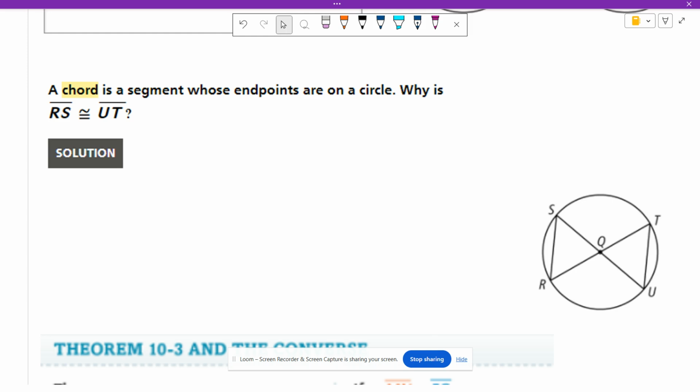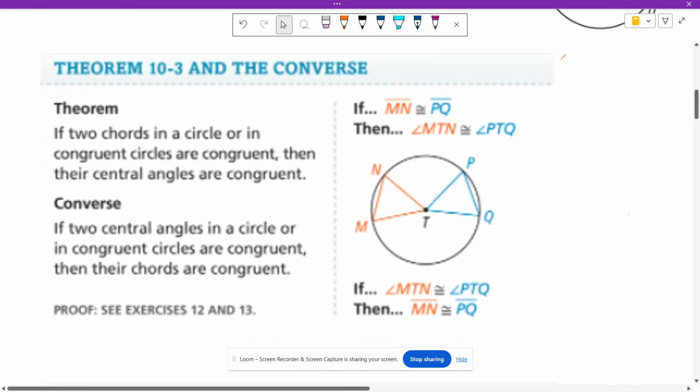Okay? It says, why is RS congruent to UT? Why is this congruent to this? Well, what kind of triangles do we have here? Isosceles. This is congruent to this, and this is congruent to this. And the central angles are vertical angles, right? And vertical angles are congruent. So if these two angles are congruent, and you have side angle side here, these have to be congruent to that. Whole bunch of congruent stuff in these.